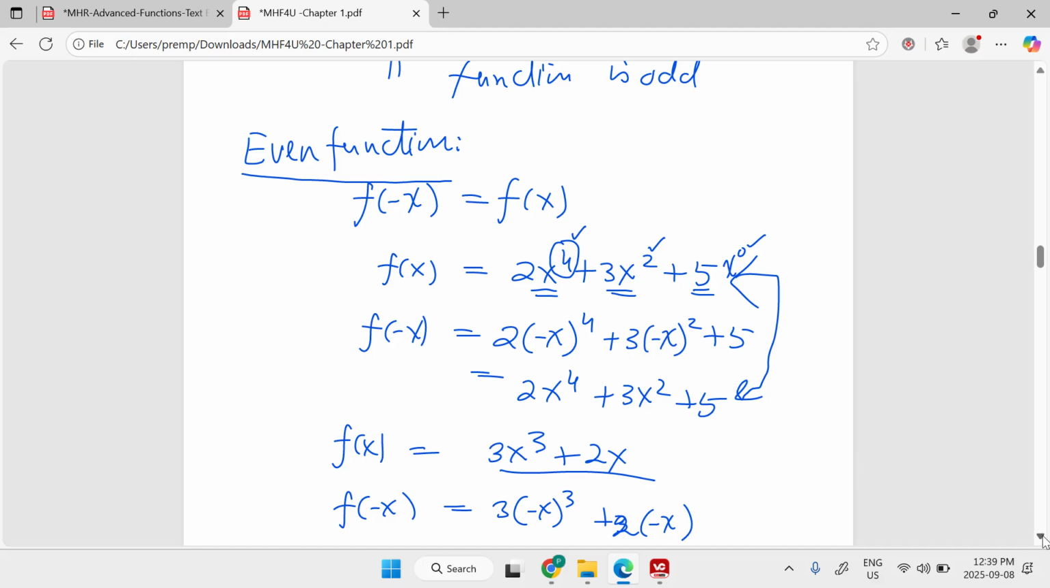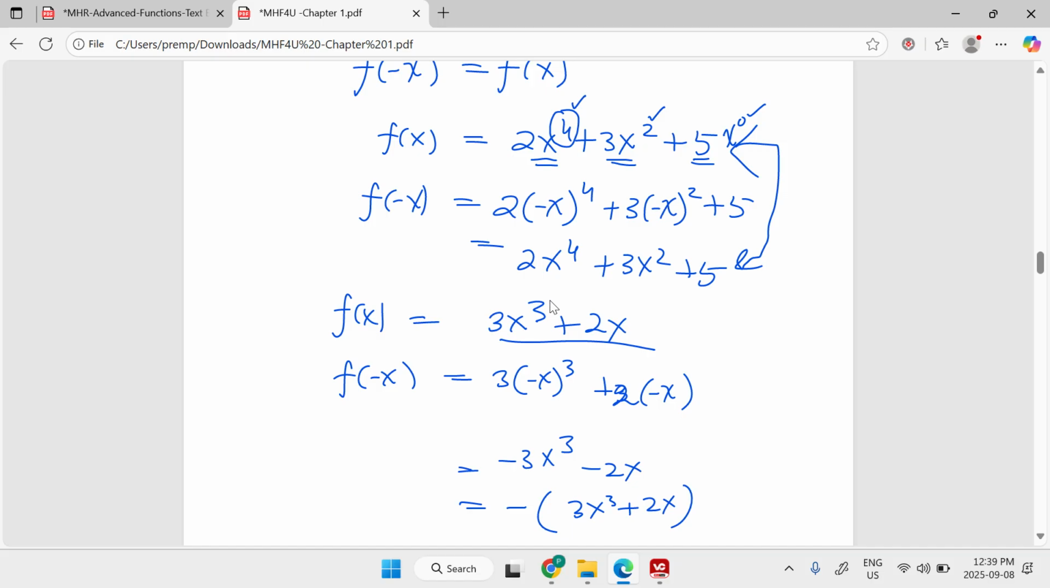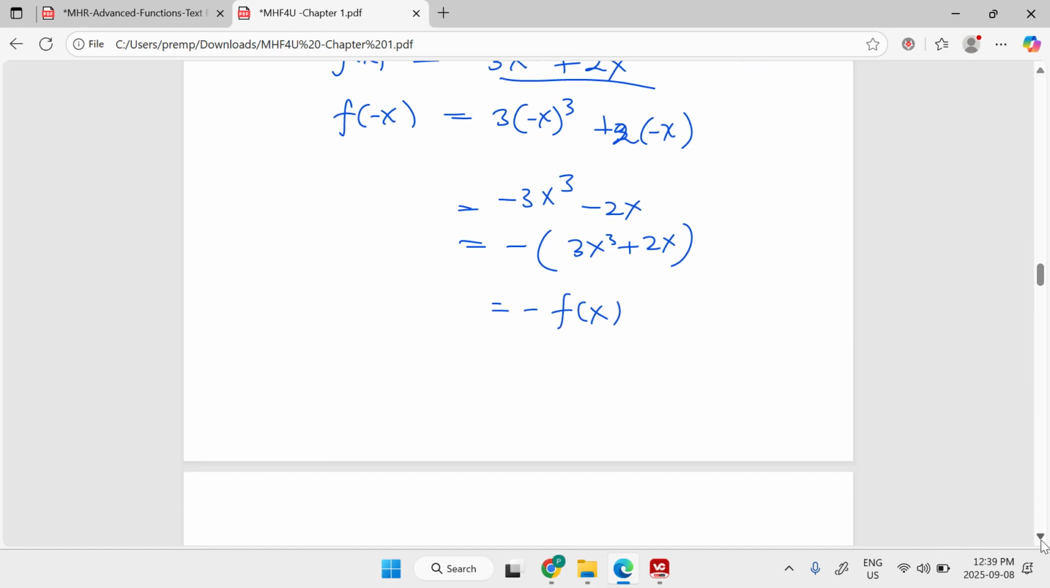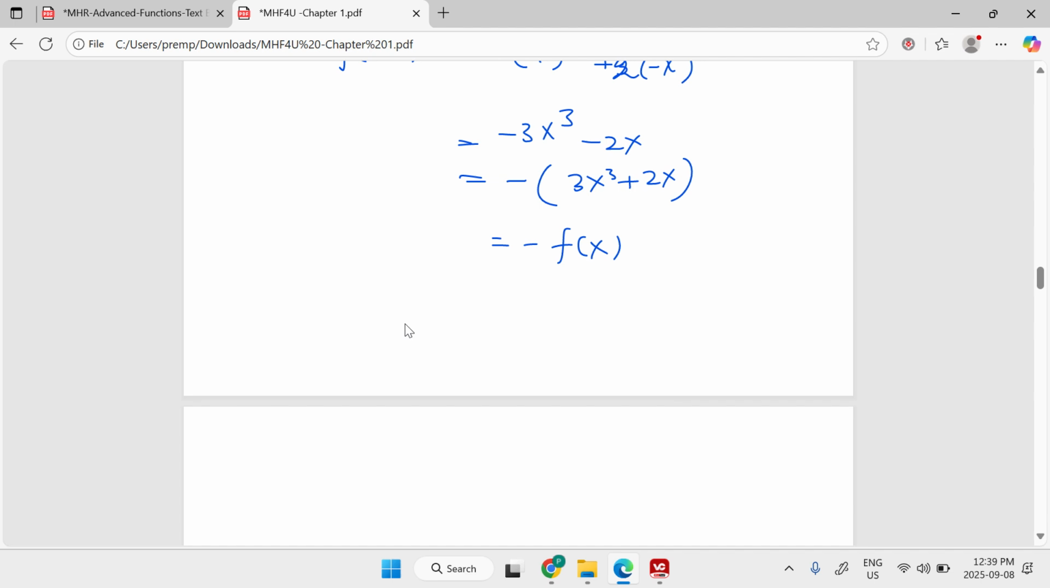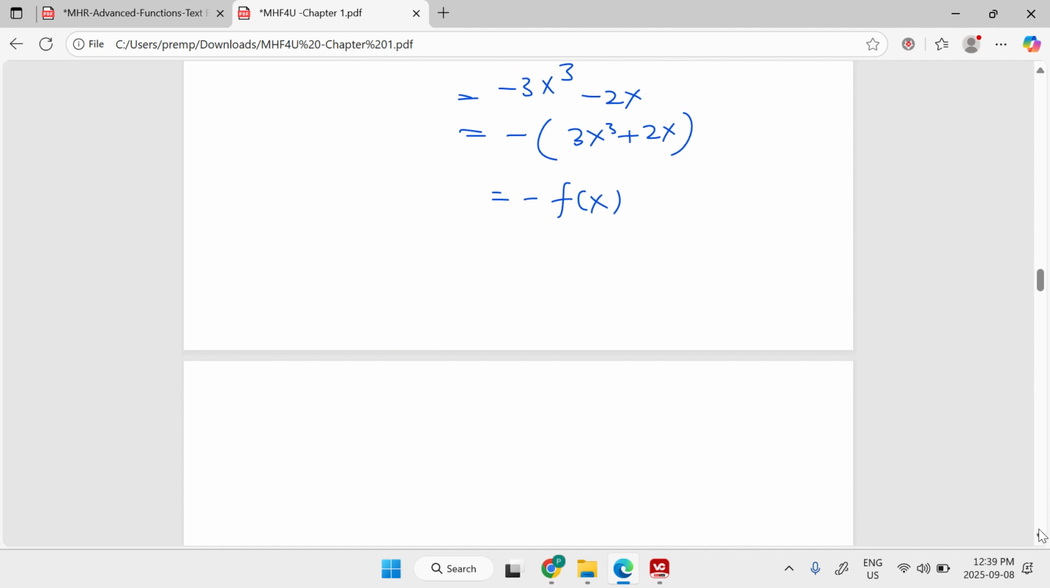If you look at the second function that I have taken, here this degree is odd, and this degree is also odd because that's 1 and that's 3, that means the function is odd. If somewhere you see a mixture, then that means it's neither an even function nor odd. And how can you prove that? So I'm taking an example.